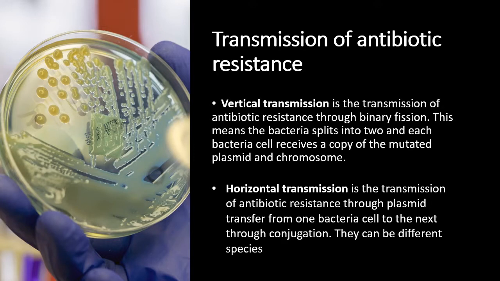Just like we said earlier, you can have transmission either vertically or you can have it horizontally. So vertical transmission is transmission of resistance through binary fission, which basically means through reproduction. So bacteria reproduce asexually. That means they don't need to mate with each other and they don't make sexual gametes in order to reproduce. They simply split into two, and that means that each bacterial cell will now have a copy of the mutated gene and will therefore have the antibiotic resistance.